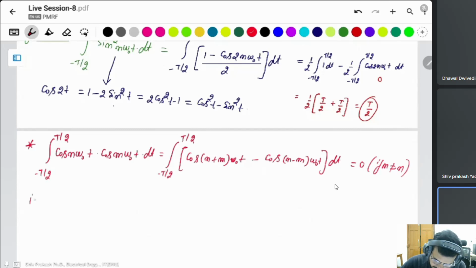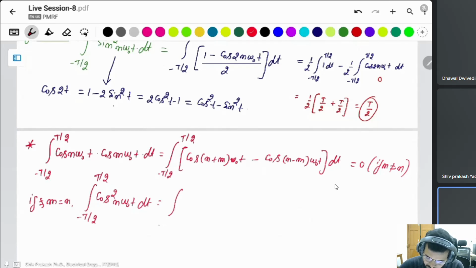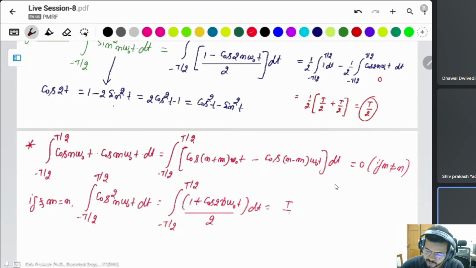What happens if m is equal to n? Then this signal will be a cos square signal. Cos square n omega naught t dt. This will also be broken into two parts. 1 plus cos 2 n omega naught t, divided by 2, and dt. This will also be T by 2.